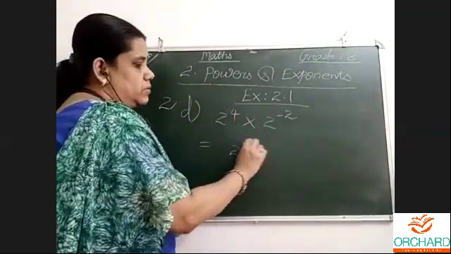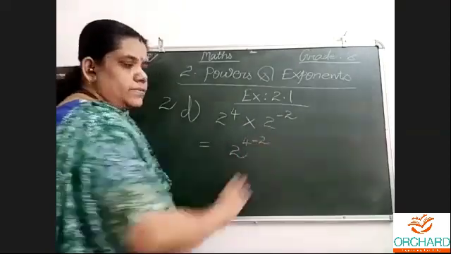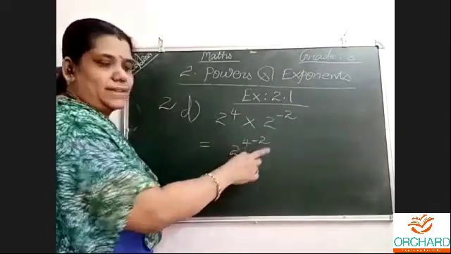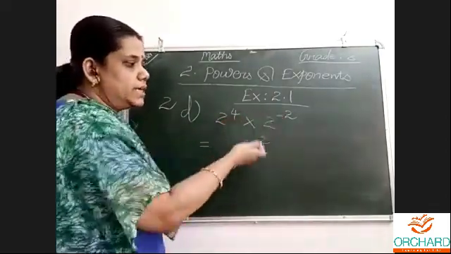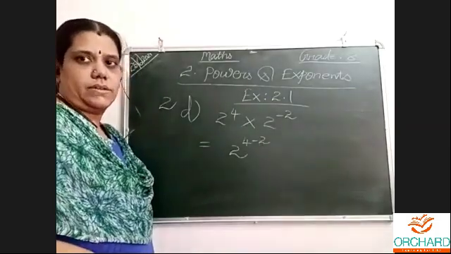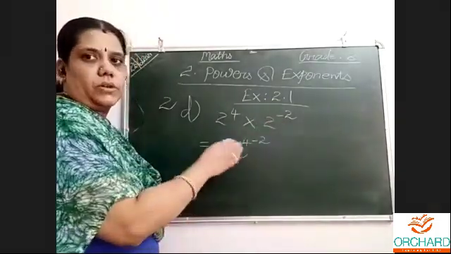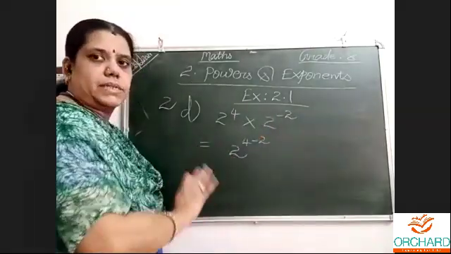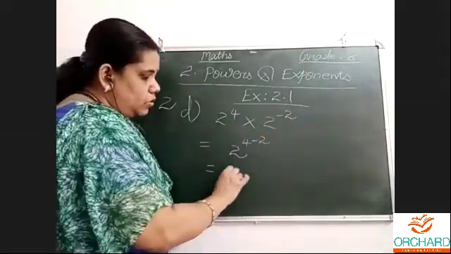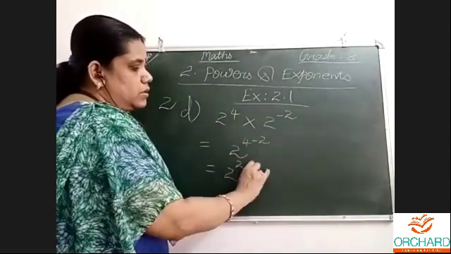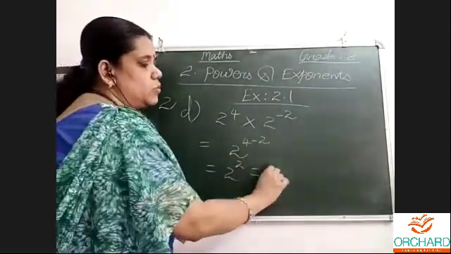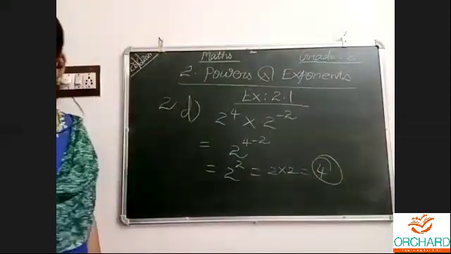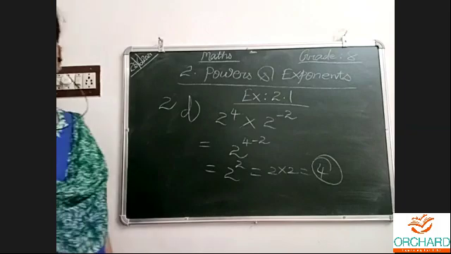4 minus 2. Just I am adding. Even though I'm saying I'm adding, I will subtract. Why will I subtract? Because the sign is negative. If the sign is positive, I'm going to add. But it is like this. So 4 minus 2 directly I must write. That's all. So 2 power 4 minus 2 is 2 power 2. 2 2s are 4. That's all.